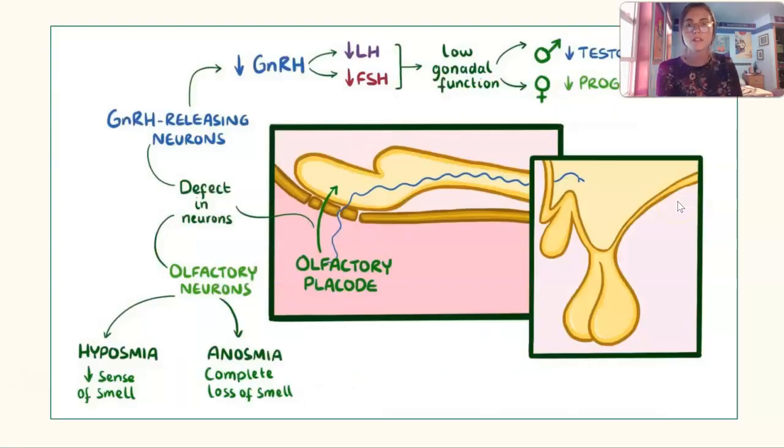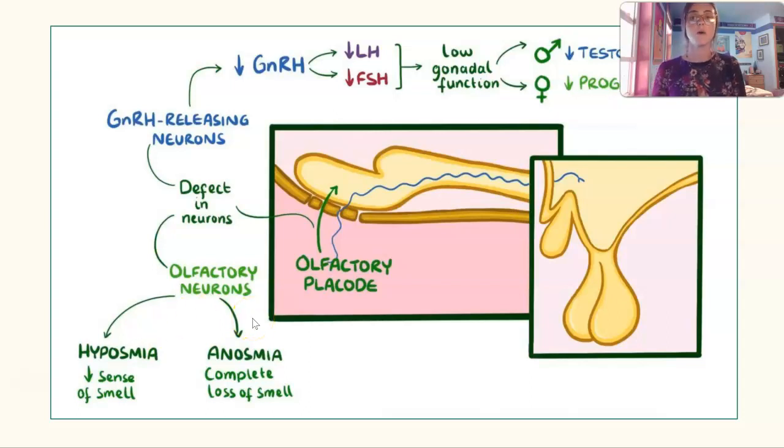And so this graphic does a good job overall explaining how the mutated ANOS1 gene can cause all these signs and symptoms that we see. When the ANOS1 gene is affected, this defects the neurons, specifically the olfactory neurons. The olfactory neurons don't properly migrate from the olfactory placode into the olfactory bulb. And when this doesn't occur, we see hyposmia, or a decreased sense of smell, or anosmia, a complete loss of smell.